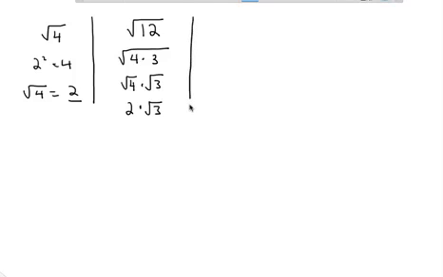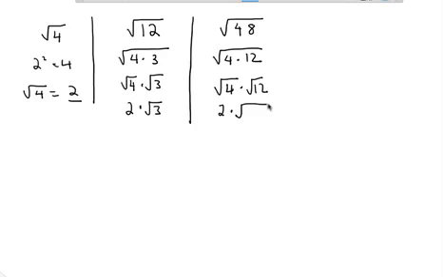Now let's take this another step further. Say you're asked to simplify the square root of 48. Well, the easiest one to take out is 4 times 12. If we take that out separately, we have the square root of 4 multiplied by the square root of 12. And the square root of 4 is 2, times the square root of 12.